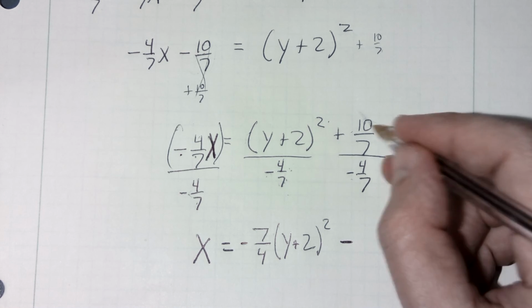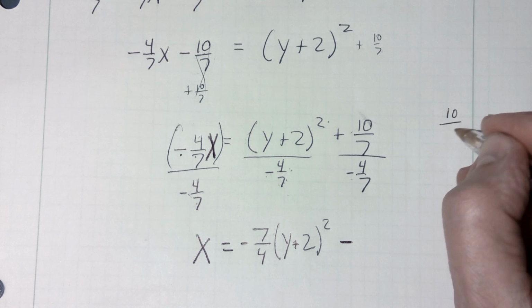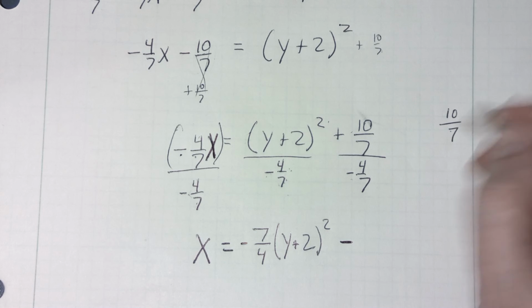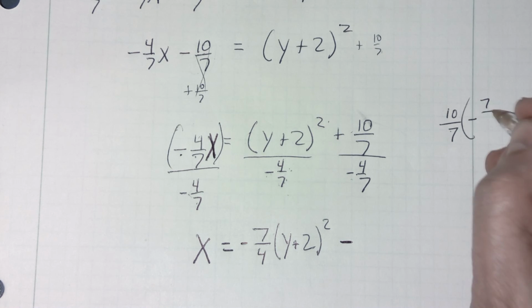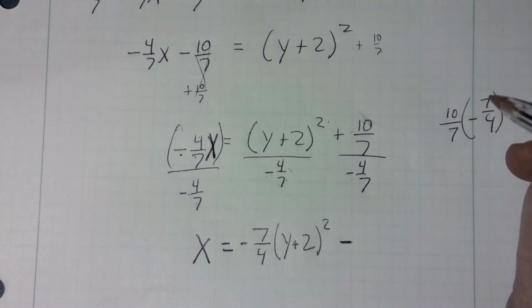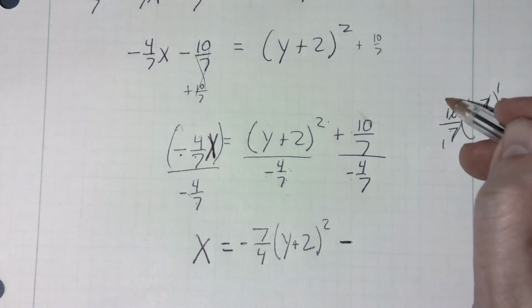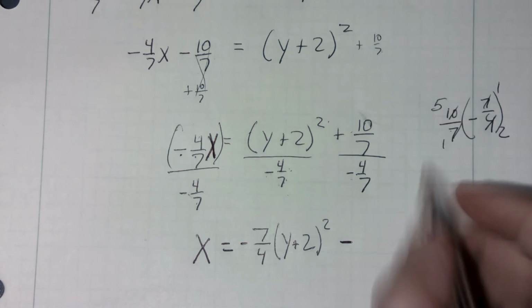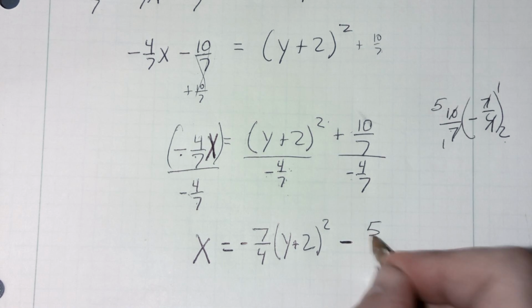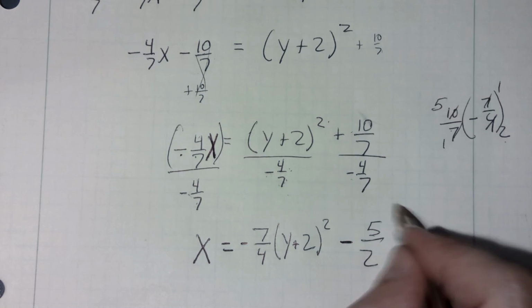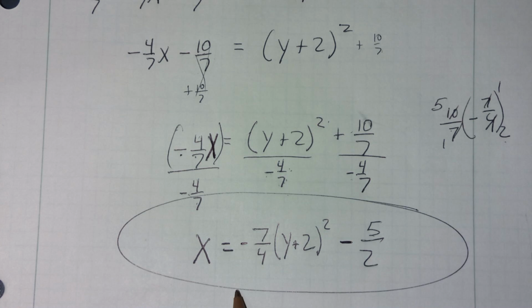And then I'm going to do this off to the side. 10/7 times a negative 7/4. The 7's cancel, that leaves me a 1 and a 1. 4 and 10 have a 2 in common, so that's a 5 and a 2. So it's 5/2. And I'm done. I've written that quadratic in vertex form. x equals negative 7/4, parentheses, y plus 2, parentheses, squared, minus 5/2.